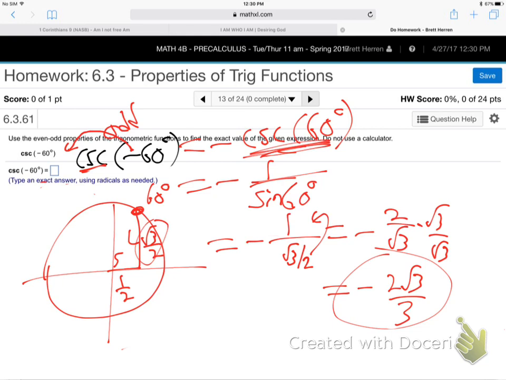So again, with even and odd properties, you never have to worry about a negative plugged in. You can always get rid of it. Either it vanishes for cosine or it comes to the front for the other four trig functions.